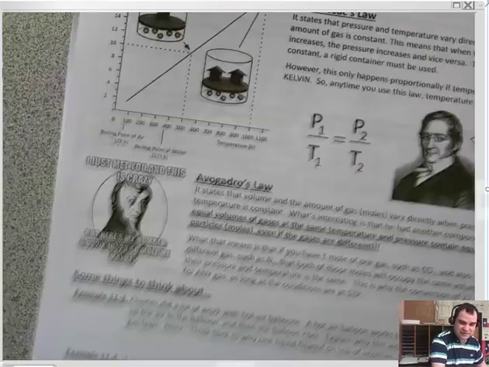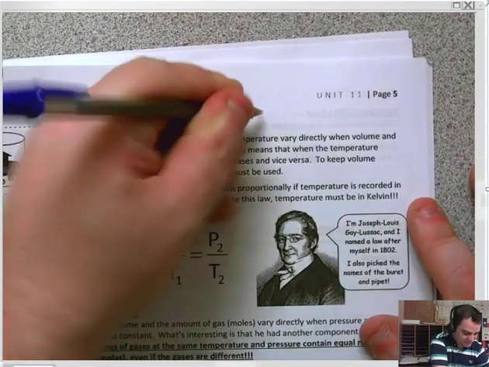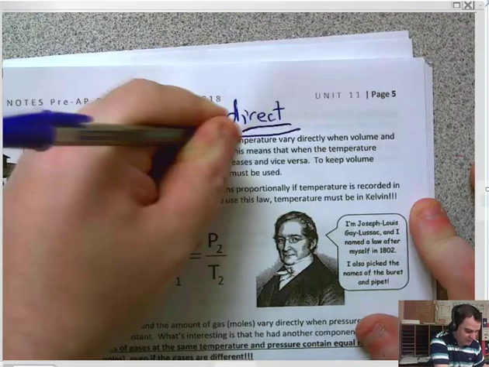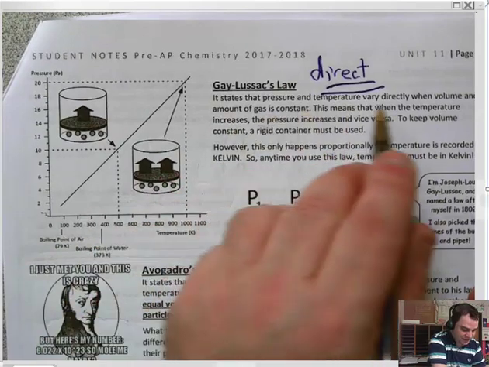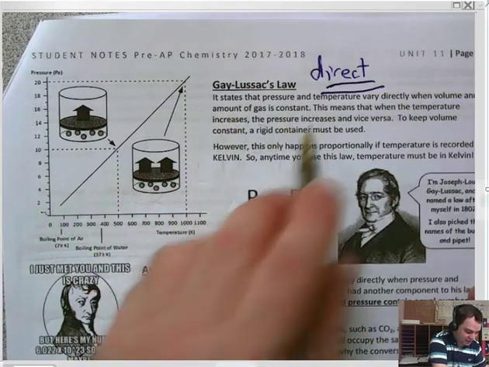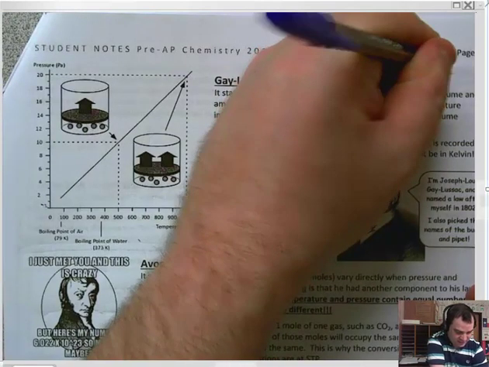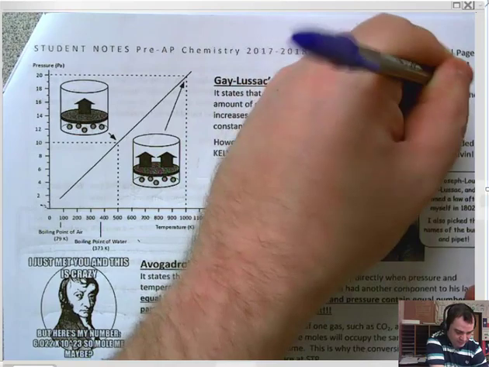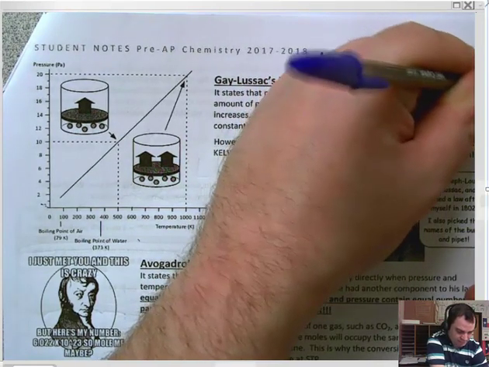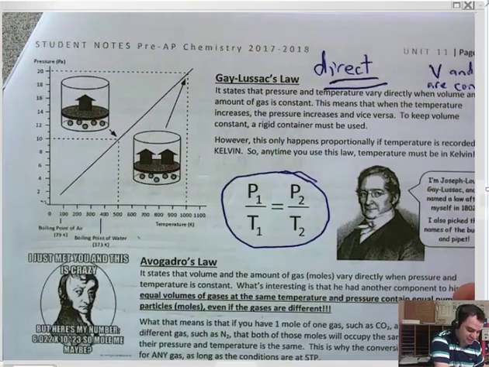Next page. Gay-Lussac's law. He was another guy that was direct. Which means our graph, again, is linear. He stated that pressure and temperature vary directly when volume and the amount of gas are constant. So here we have V and N constant. The equation for this one is P1 over T1 equals P2 over T2.